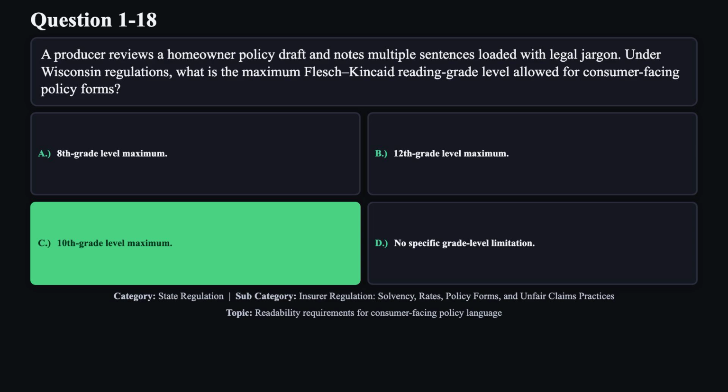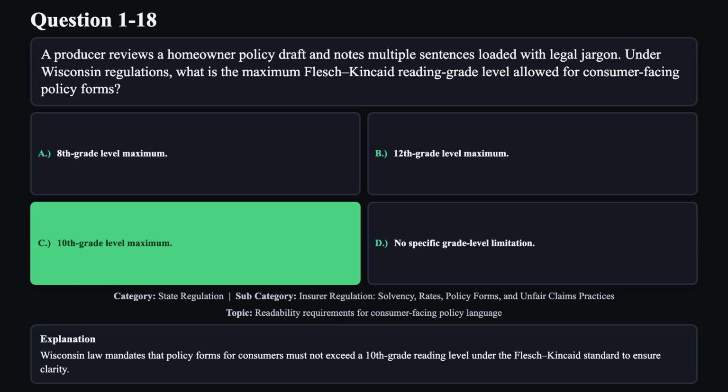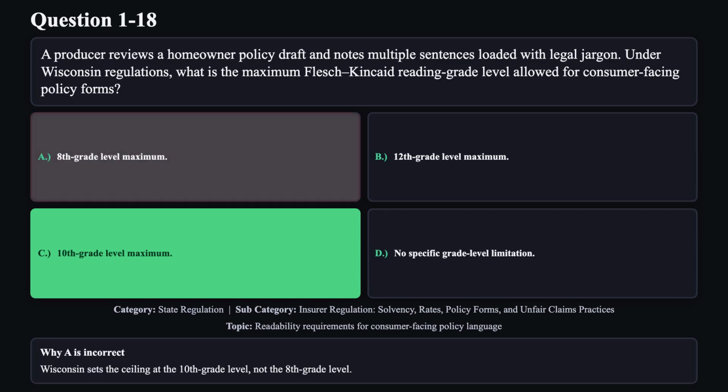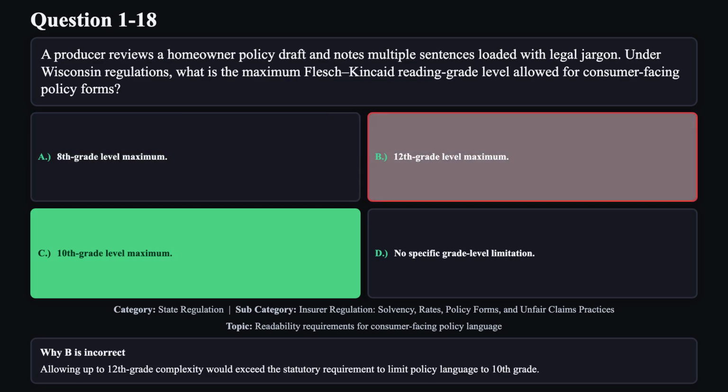The correct answer is C. Wisconsin law mandates that policy forms for consumers must not exceed a 10th grade reading level under the Flesch-Kincaid standard to ensure clarity. Reason A is not correct. Wisconsin sets the ceiling at the 10th grade level, not the 8th grade level. Reason B is not correct. Allowing up to 12th grade complexity would exceed the statutory requirement to limit policy language to 10th grade.